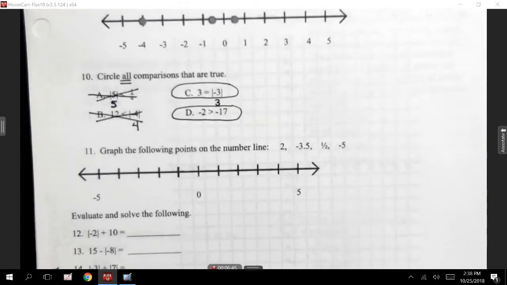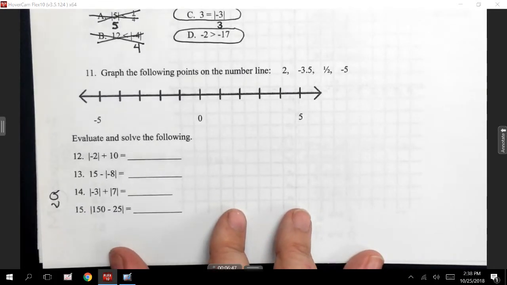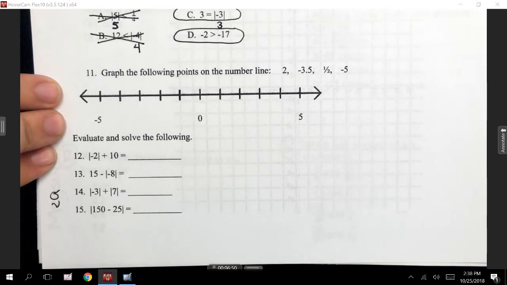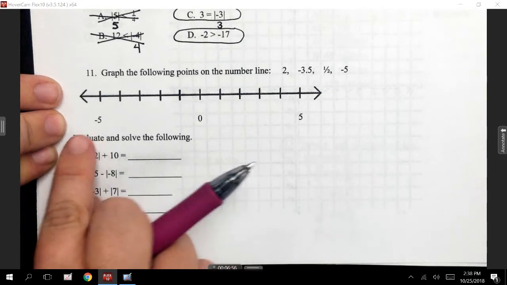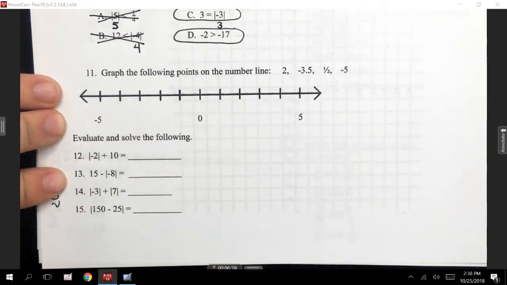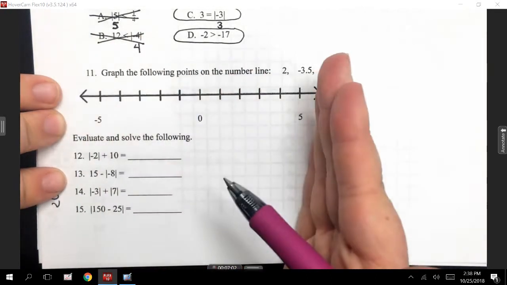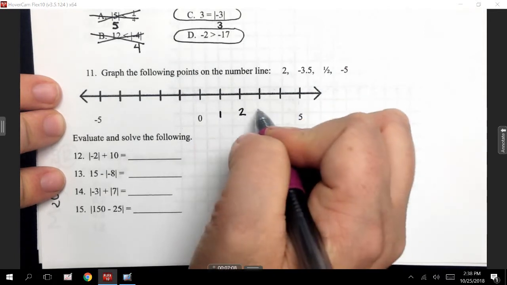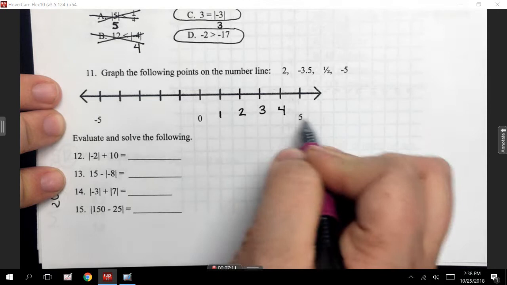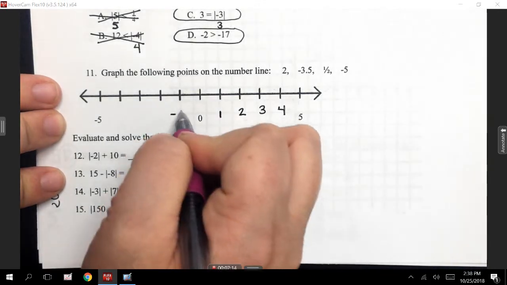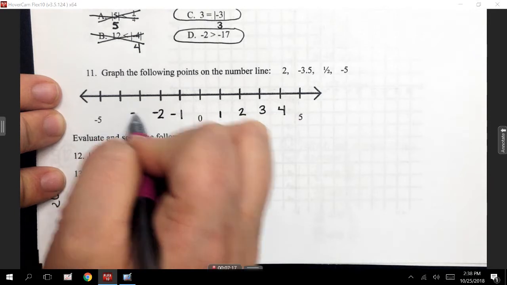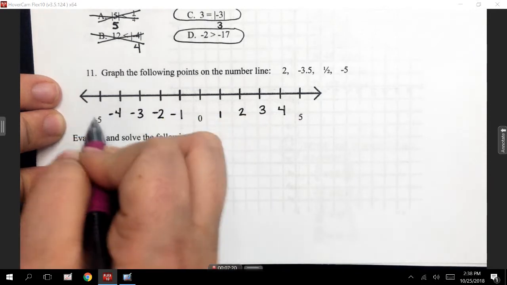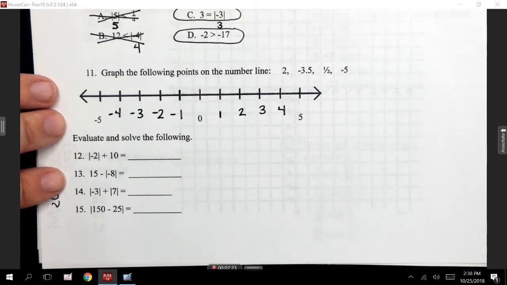All right, number 11. All of them are easy, but there's something slightly tricky that can mess us up on every single problem. On this number line, I tried to make it really easy for you. It already has the marks and where your 0 goes, but we need to fill in 1, 2, 3, 4. 5 is already there. I'm going to fill in my negative 1, negative 2, negative 3, negative 4. Negative 5 is already there. All I've done so far is put in the numbers that we're missing.